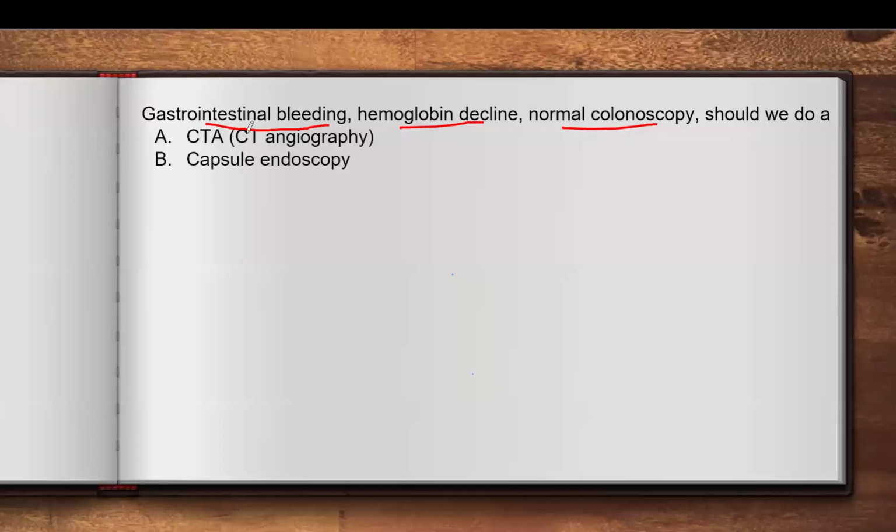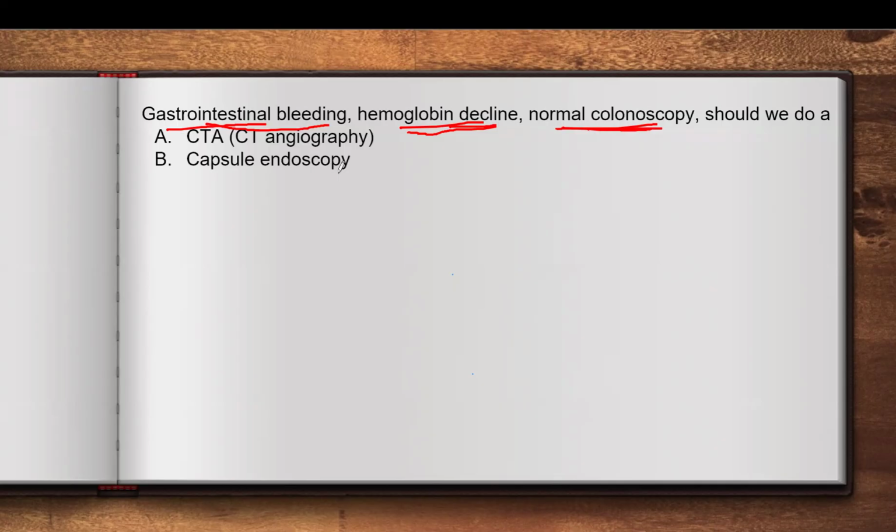So there are three terms that you need to know. This is the case. Let me just explain to you. Right now you can see that there is a GI bleed, most likely with some very visible bleeding, for example, hematemesis or melena or hematochezia. And hemoglobin is declining, meaning there is some active bleed. But the patient underwent colonoscopy, and it turned out to be normal. Still the patient is bleeding. What should we do? CT angio or capsule endoscopy?